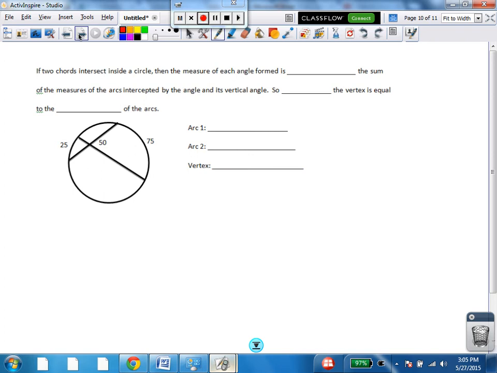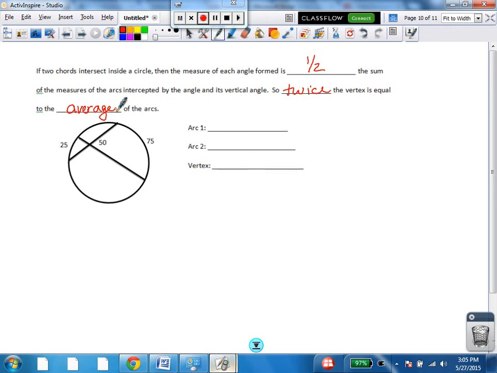Now the last concept. If 2 chords intersect inside a circle, then the measure of each angle is 1/2 the sum of the measures of the arcs intercepted by the angles and its vertical angle. Yeah, that sounds really confusing. So let's condense that. What I condensed it to is, twice the vertex is equal to the average of the arcs. So let's go through this one example problem.